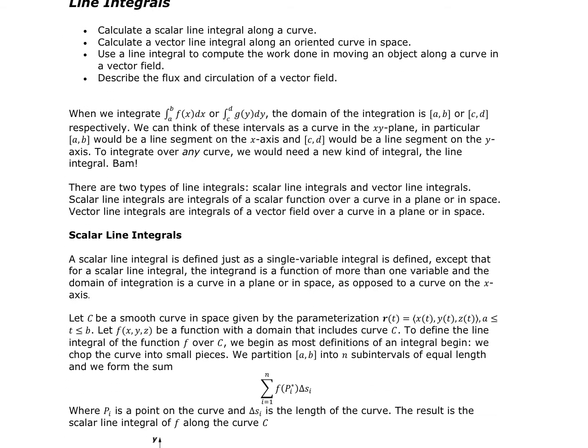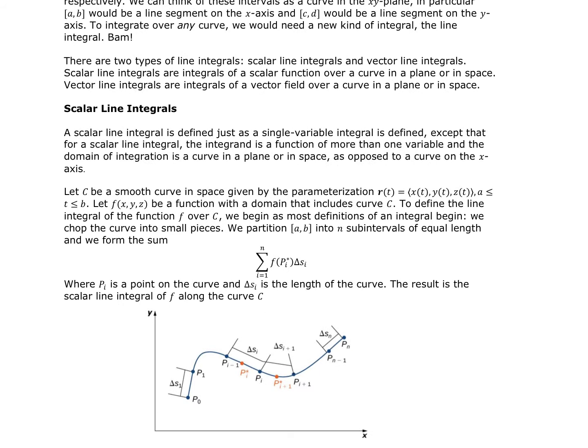So we're going to start with defining what a scalar line integral is, like we did with single variable integration, except now in a scalar line integral, the integrand is a function of more than one variable, and the domain of the integral is a curve in a plane or space, as opposed to a curve on the x-axis or the y-axis. So let's start out with C being a smooth curve in space, and we're going to parameterize it: r of t, a vector, is defined as x of t, y of t, z of t in 3-space, where a is less than or equal to t, which is less than or equal to b.